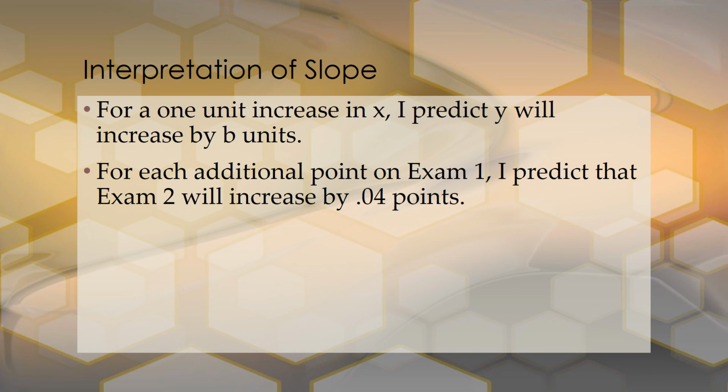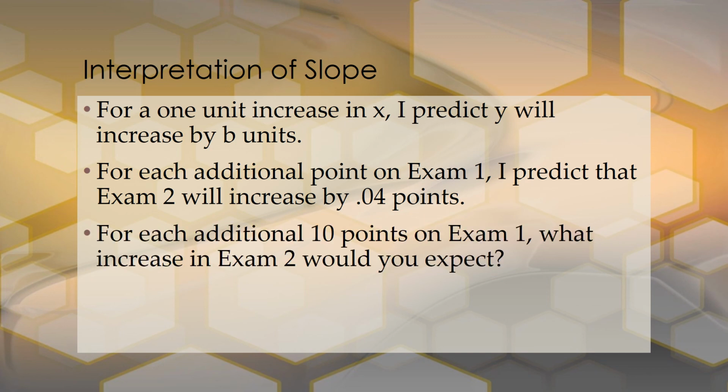So let's do an example, and we'll continue with our example of the test score. Our slope was 0.04. So to write a sentence about that, we can say, for each additional point on exam 1, I predict that exam 2 will increase by 0.04 points. So I repeat that: for each additional point on exam 1, I predict that exam 2 will increase by 0.04 points. And so that's how you can interpret the slope.